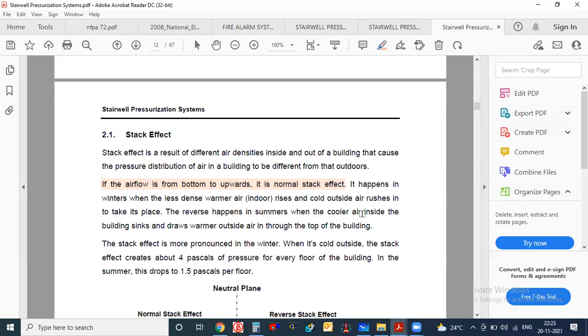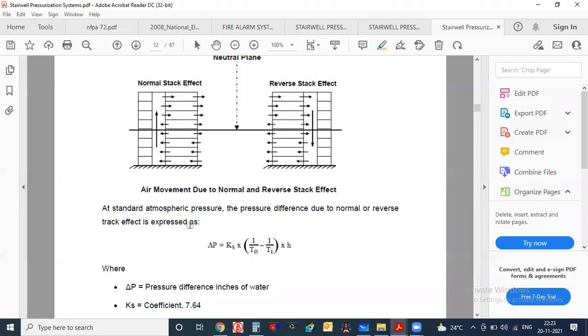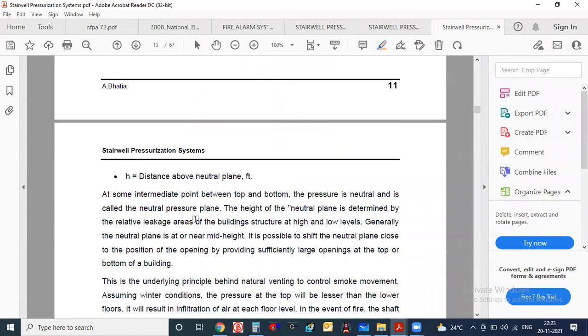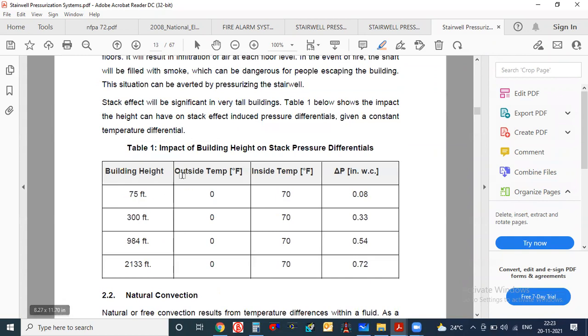Okay, so if the air is flowing from bottom to upward, it is a normal stack effect. So that's why maybe they are keeping the fans in the terrace, so that the air can smoothly come from the bottom to the terrace. The stack effect is more pronounced in the winter when it's cold outside. Here they have given something: reverse stack effect, normal stack effect. Okay, and some formulas are given here, on how to do the calculations and all. You can just go through that. This book is very good actually, and so many things they have written.